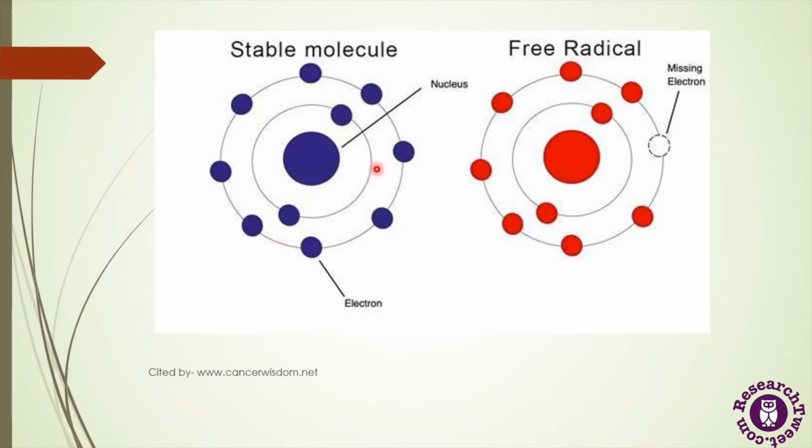Now let's understand with this diagram. Here we can see a stable molecule which has a nucleus consisting of protons and neutrons, and orbitals which have electrons within them. In the outermost orbital of this stable molecule we can see there are 8 electrons, and we can say that it is a stable molecule because it has a complete octet.